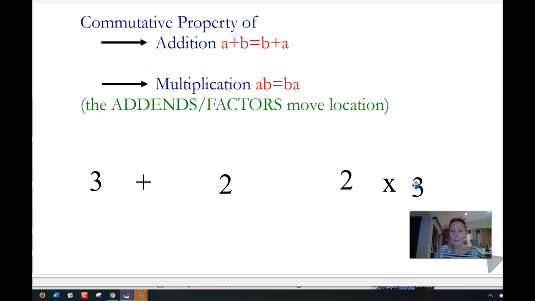And when I have 3 times 2, I can change that to 2 times 3, and I get the same answer. So remember, these numbers that I'm multiplying, these are called factors. The numbers that I'm adding are called addends. I'm not asking you to memorize addends. You should know what factors are. But basically what we're saying is if you move around the numbers, if you're just adding, and if you're just multiplying, you're going to get the same answer.